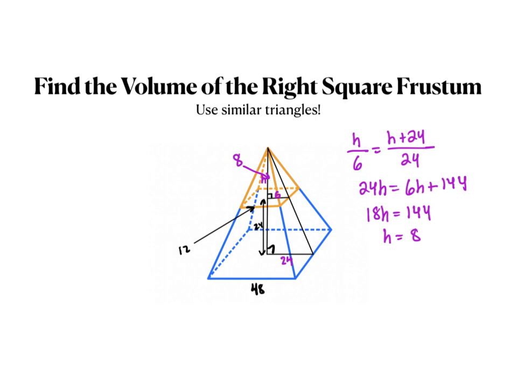Of course, the height of the large pyramid goes from up here to down there. So the height of my large pyramid is going to be 8 plus 24, or 32. So again, from the vertex of my large pyramid down to the base, I'm looking at a height of 32 units. So I would like you to press pause on your video and complete this problem. Find the volume of the square frustum. When you're ready for the answer, press play and we'll talk about it.